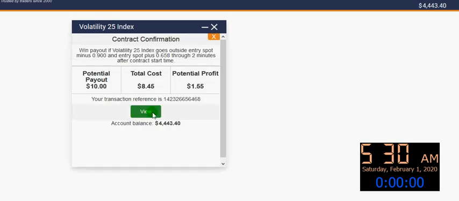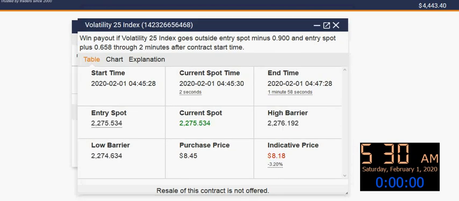So let's go for the third trade. After this we'll go for the last trade. I need to get some rest. So this is the entry spot, 275.534. This is the low barrier and this is the higher barrier. Well, we almost hit the higher barrier right now. So 276. Once it exits 192, we close the trade.